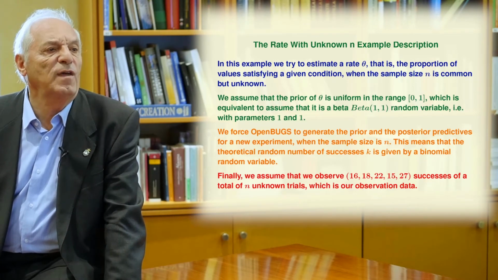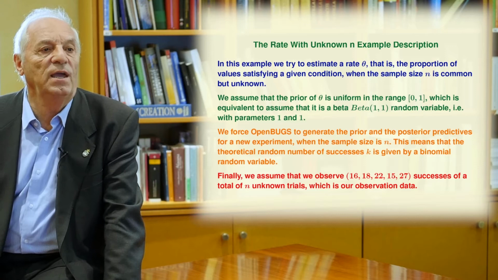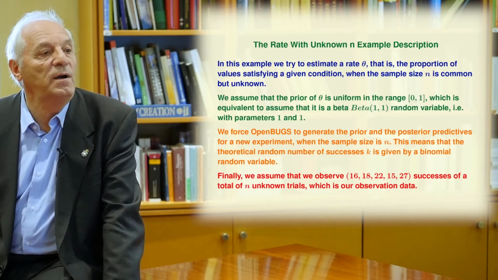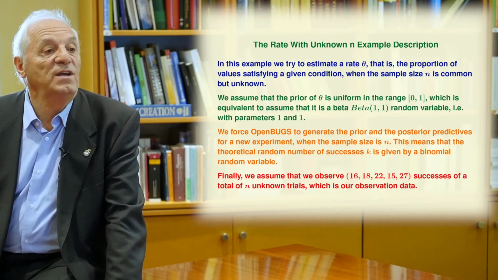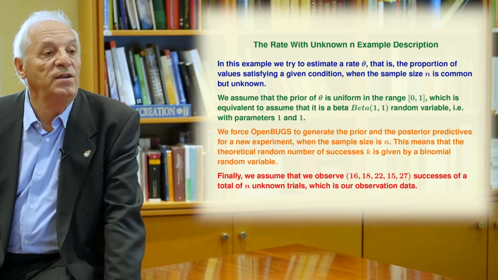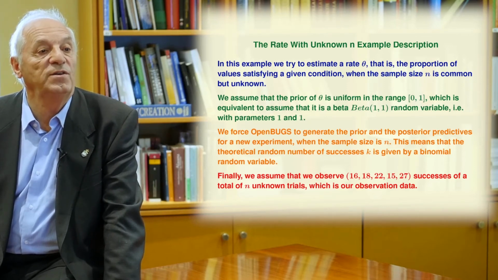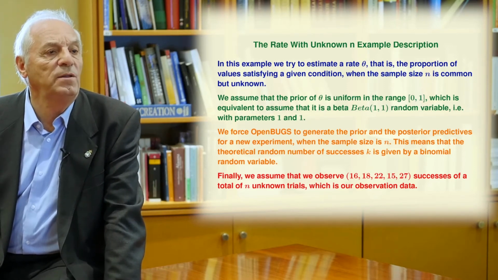This means that the theoretical random number of successes, k, is given by a binomial random variable. Finally, we assume that we observe 16, 18, 22, 15, and 27 successes when we repeat the experiment 5 times, which is the observation data.